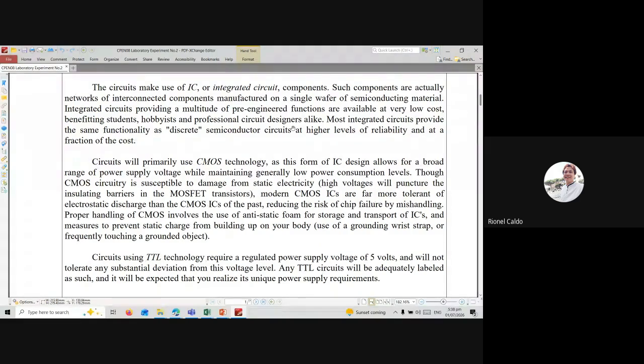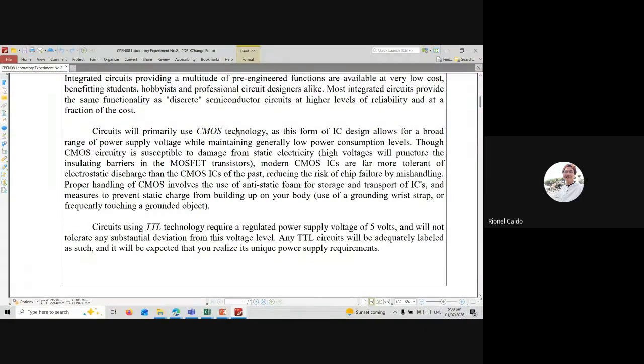And most integrated circuits provide the same functionality as discrete semiconductor circuits at higher levels of reliability and at a fraction of the cost. So syempre depending on the ICs, the higher the number of pins, 'di ba? The complexity of its functionality, syempre nagbabari din naman yung cost ng mga ICs na pwede po natin gamitin.